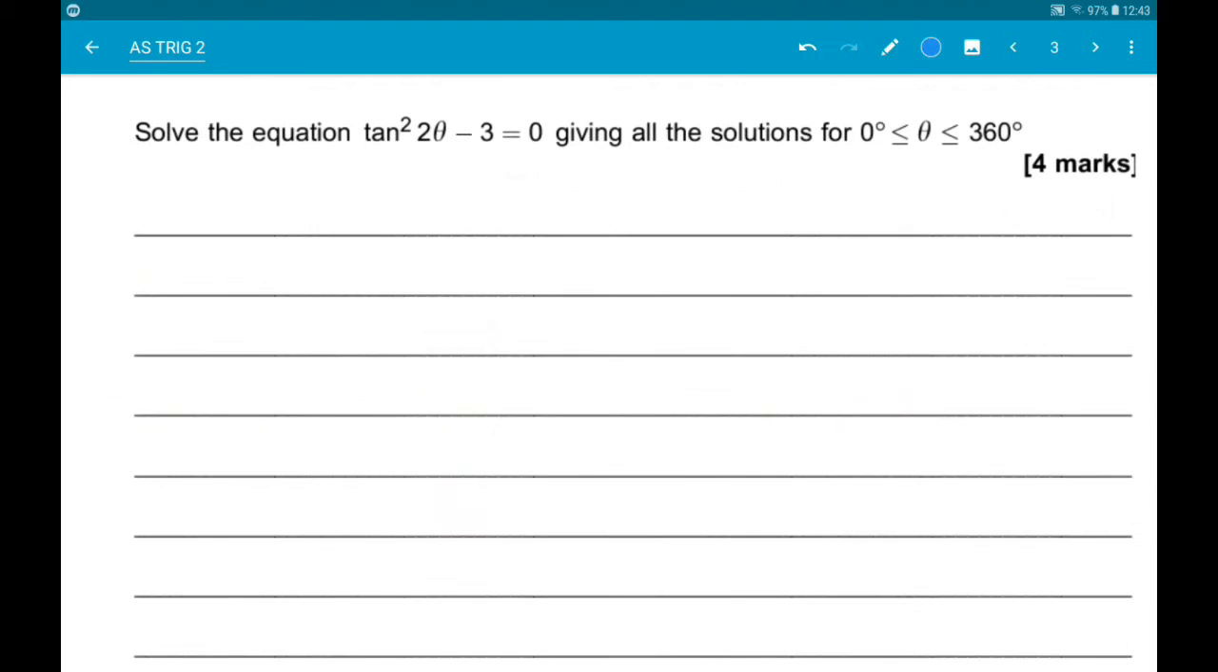Next, solve the equation tan squared 2 theta minus 3 equals 0, giving all values of theta between 0 and 360 degrees. Okay, so the first thing we need to do is get tan squared 2 theta on its own. So I'm going to add 3. So, tan squared 2 theta equals 3. We're then going to square root it.